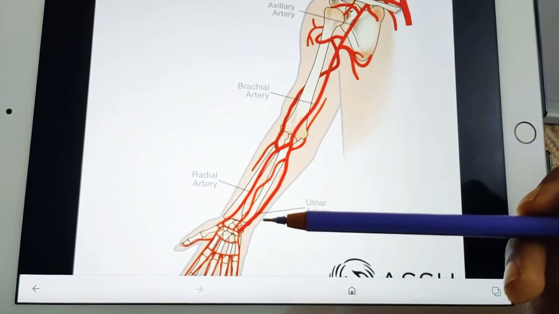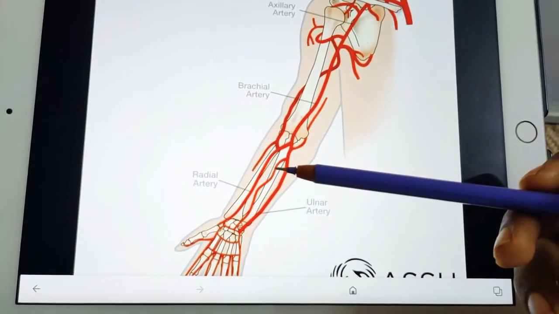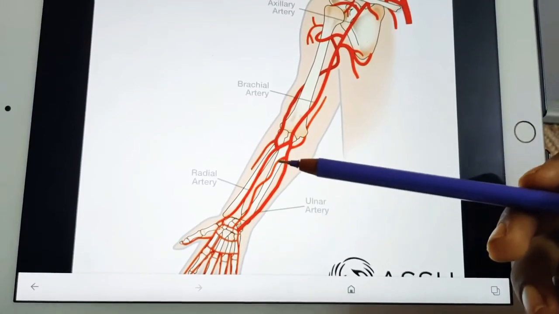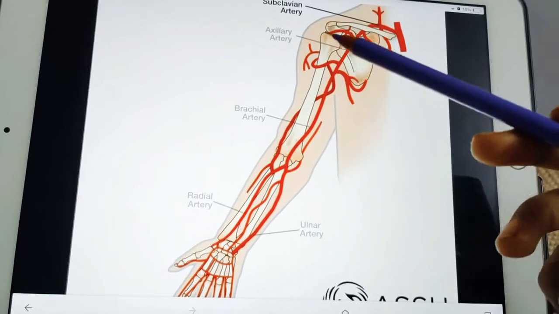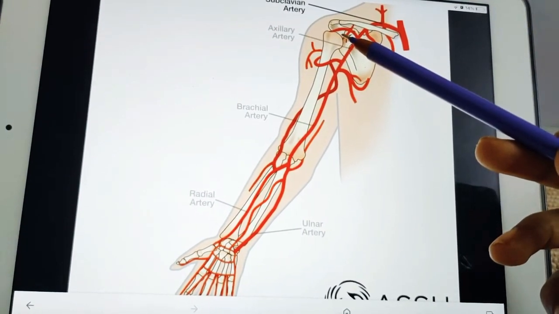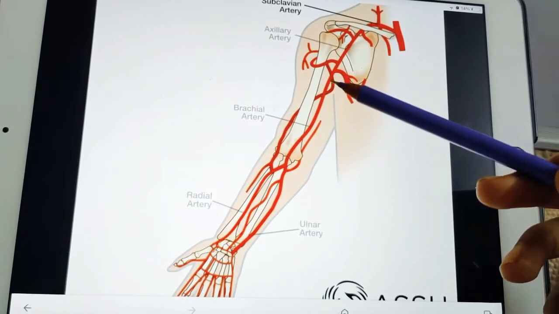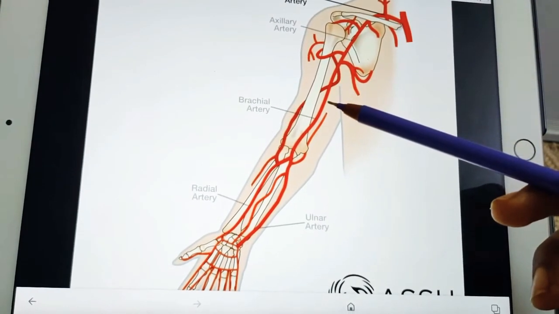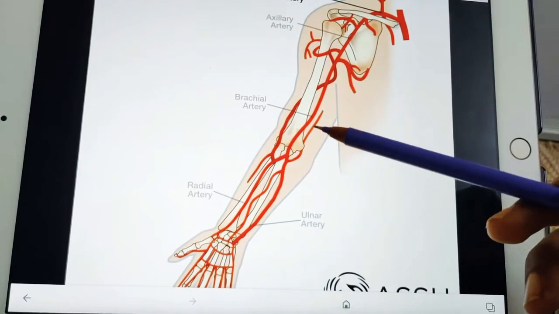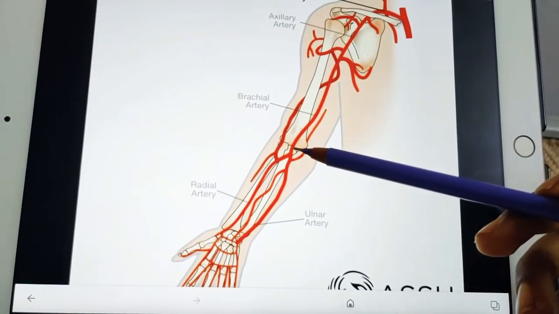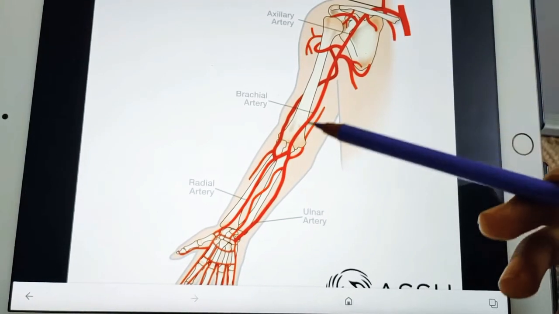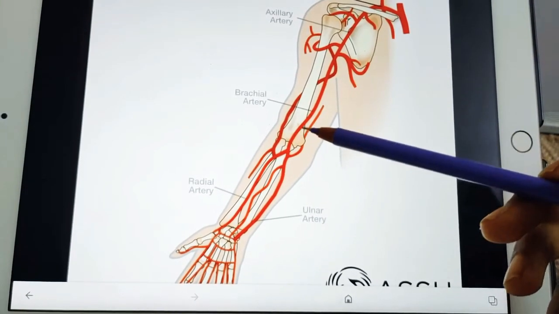Now the relations. It runs downwards and laterally from the medial side of the arm to the front of the elbow. If you see the medial side of the arm, it will run laterally from the medial side and move to the front of the elbow. It is superficial throughout its extent and it is accompanied by two venae comitantes.